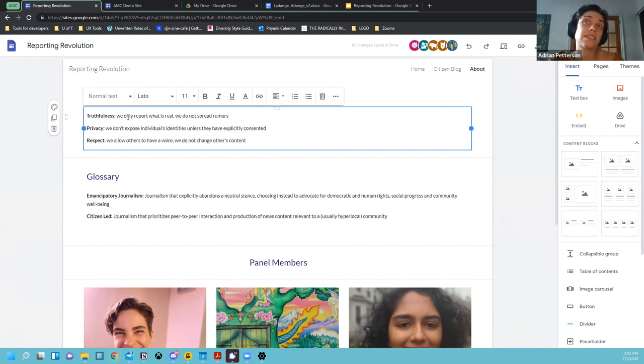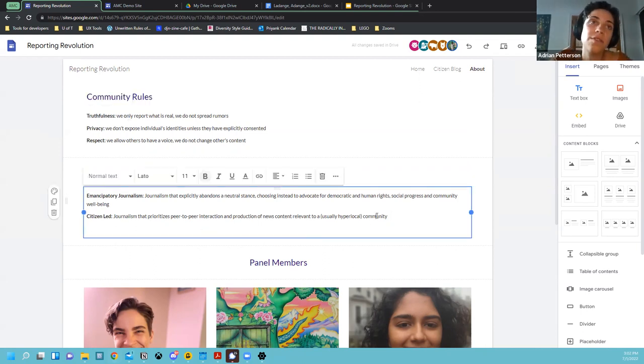So there is the citizen blog page, which I will be showing you all in a minute, but we want to make sure to allow others to have a voice. So if somebody has written something, please don't interfere with that. Please don't change what they've written. Please don't delete anything. Keep it respectful. Everybody has a voice, and we want to make sure that as citizen emancipatory journalists, we are respecting other people's voices. Here we also have a bit of a glossary.